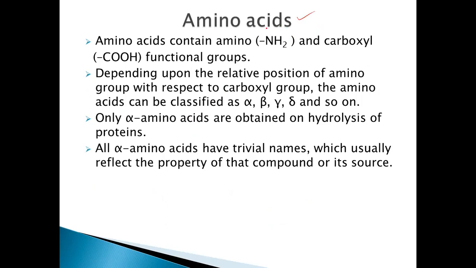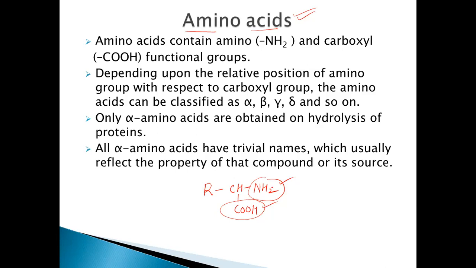An amino acid is an organic compound with the general formula NH2-CHR-COOH. It contains two functional groups: the amino group and the carboxylic acid group. Hence the name amino acid. In addition to these, there can be other functional groups also, but these two are a must for amino acids.